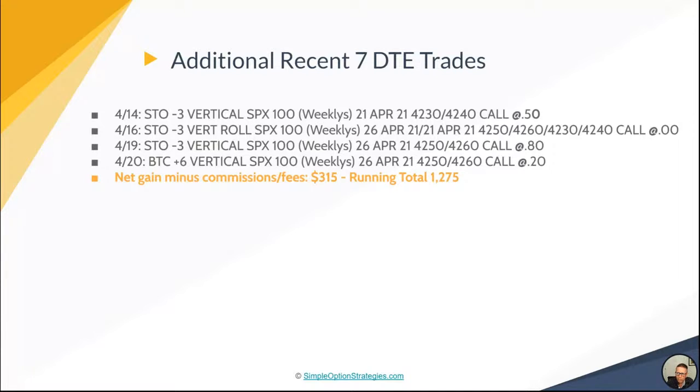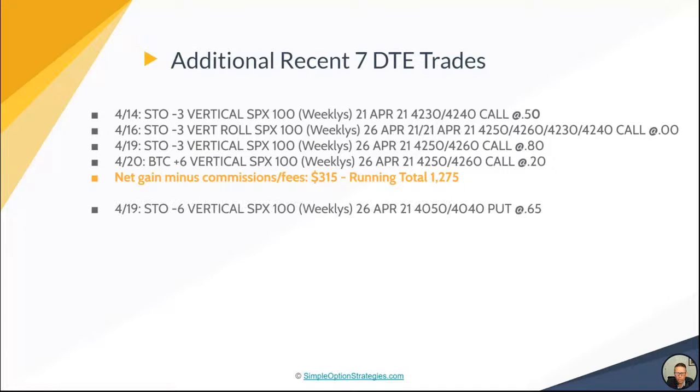And you can see here that I rolled the position for $0. When I look to roll the position, I look not so much at the credit. Obviously, I do. I don't want to have a big debit on it, but I look at where the support and resistance areas are, and want to make sure that I roll these things to an area where it's not going to be threatened again. So that was the roll I did, and I closed it out.